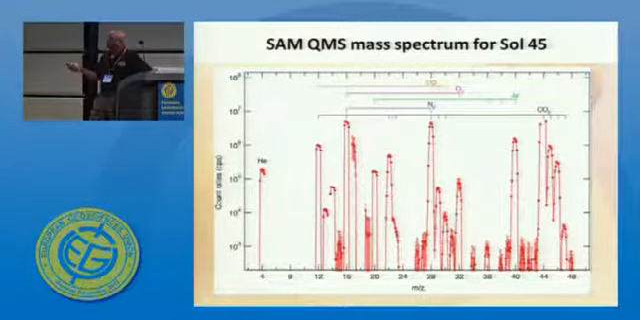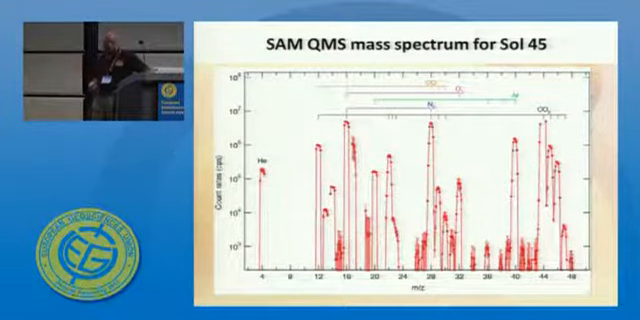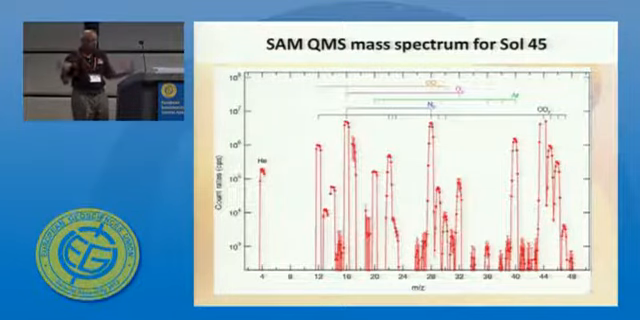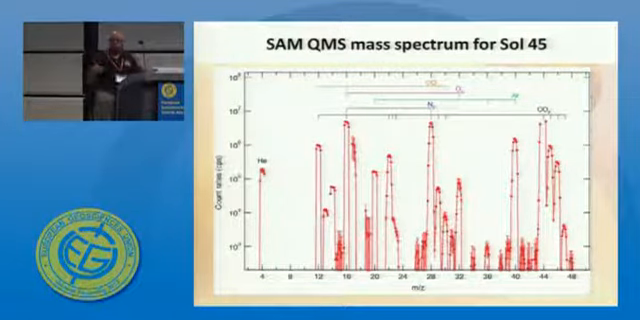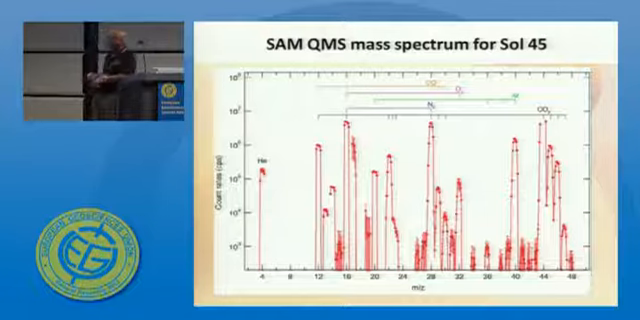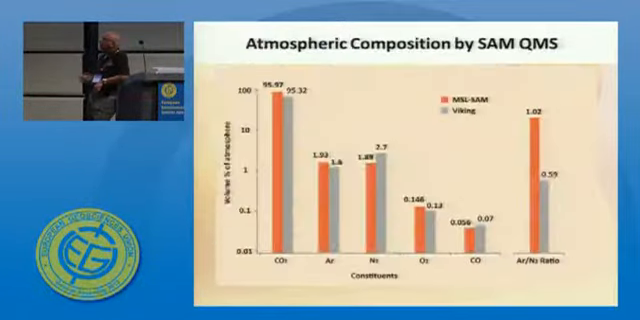Likewise, you see the signatures of nitrogen here. That's the mass fragmentation of nitrogen at mass 14. That's doubly ionized nitrogen, and so on and so forth. So we have these spectra for many, many different sols over which the measurements were done with the quadrupole mass spectrometer. The results we get for the atmosphere of Mars above Gale crater and their comparison with Viking is shown in this chart here.